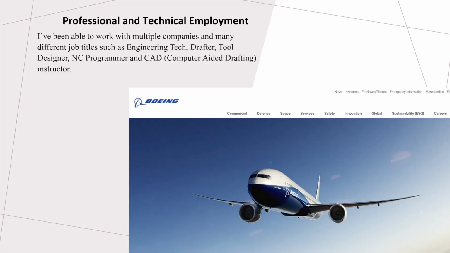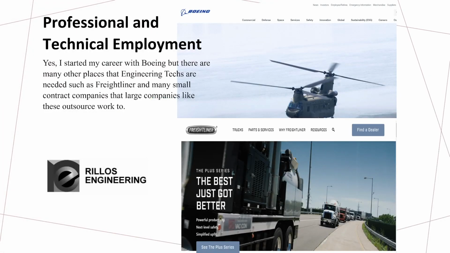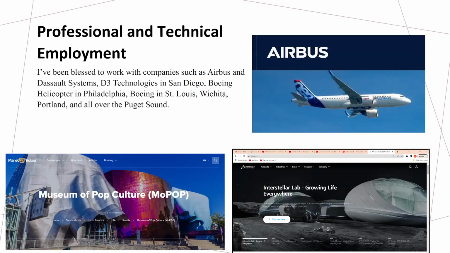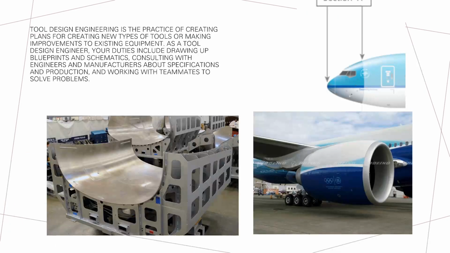A little bit about me. I was an engineering tech for Boeing. I started there doing drafting. I've also done tool design. I've been an NC programmer, and I was a CAD instructor for Boeing and many other companies. I have worked at Boeing helicopter, Freightliner, Relos Engineering, so this type of training has given me an opportunity to go to many different places and work on many different types of things, like working on MOPOP, working on Airbus parts, and so on.